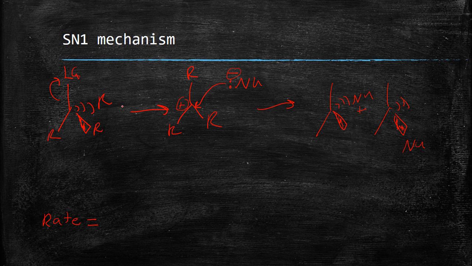The next thing to note, which is important, is that the expulsion of the leaving group and the formation of the carbocation is the rate determining step. What that means, and we'll go over that in a second, is that the rate of reaction is dependent on this step and none of the other steps. As such, the rate of an SN1 reaction can be described as k times the concentration of the substrate, and the substrate is the electrophile here.